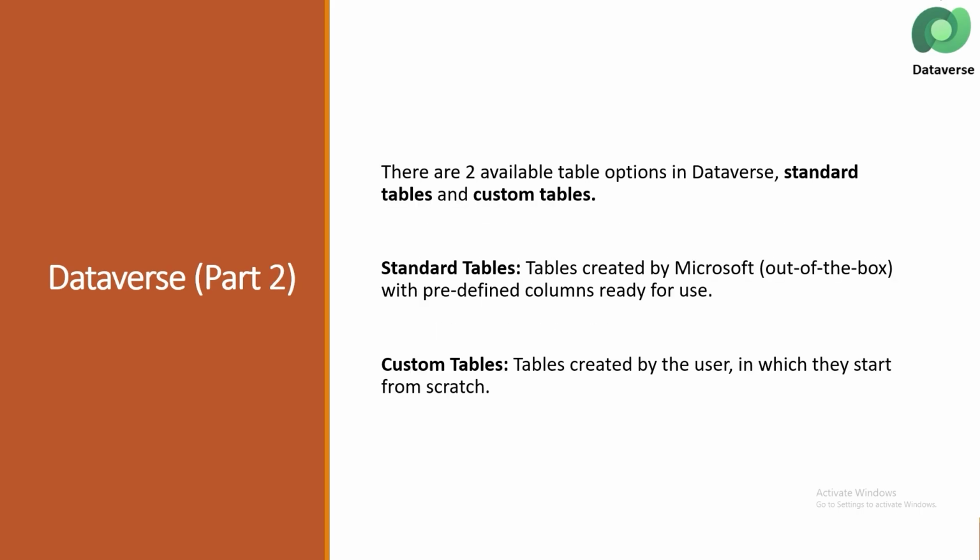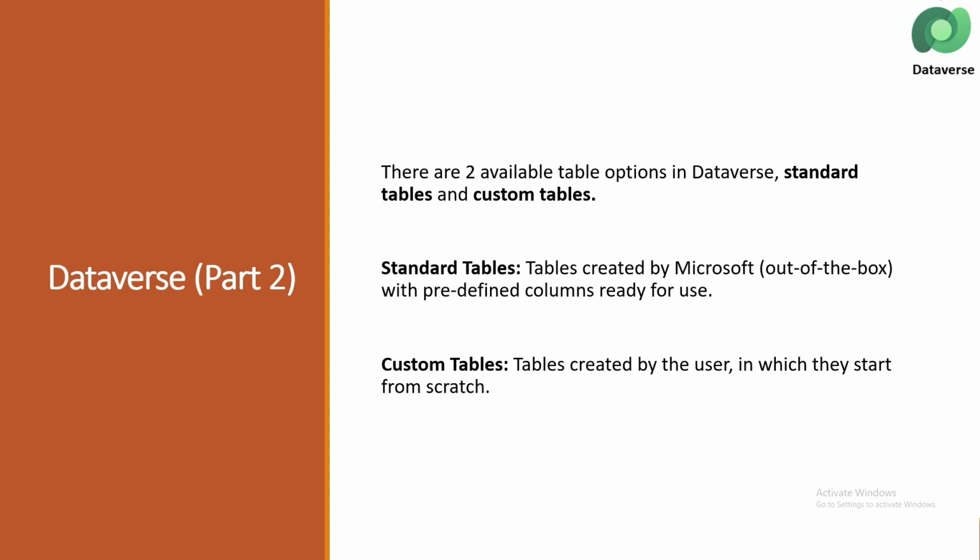There are two available options in Dataverse. We've got standard tables and we've got custom tables. Standard tables are essentially tables that Microsoft have predefined out of the box for you, so they have predefined columns ready for use. An example of a standard table is a contact table, which has many different fields for first name, last name, mobile number, and anything relating to a contact or a person. That would be an example of a standard table.